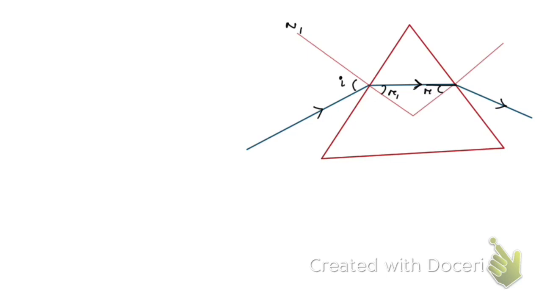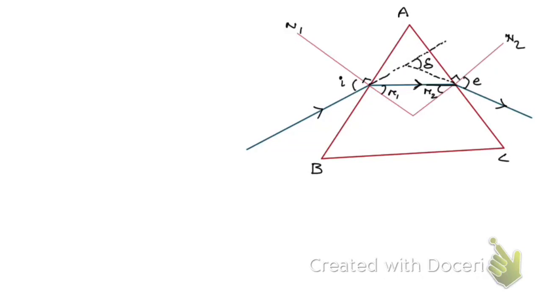Sorry, this is r2, and this is the angle of emergence e. This is the normal n2. So this is one normal, this is another normal, and here is the original direction, the direction of the incident ray, and it is deviated by this angle. Let it be delta. And this is the angle of the prism. Let the prism be ABC.